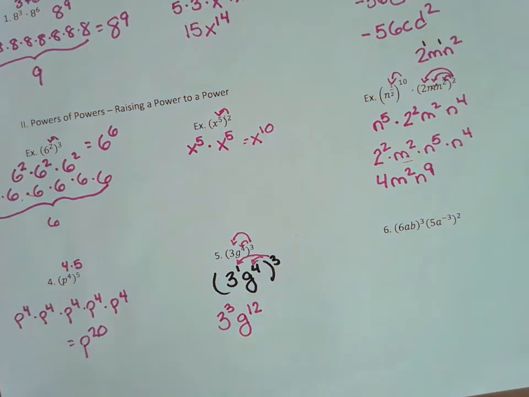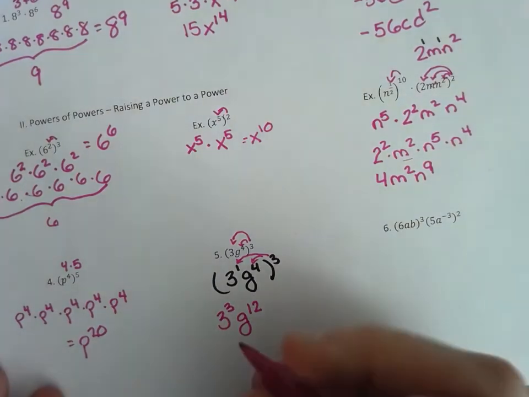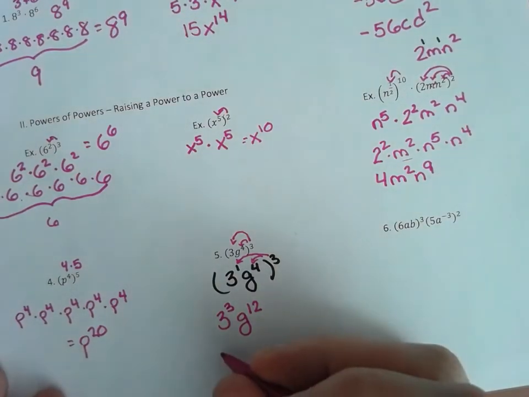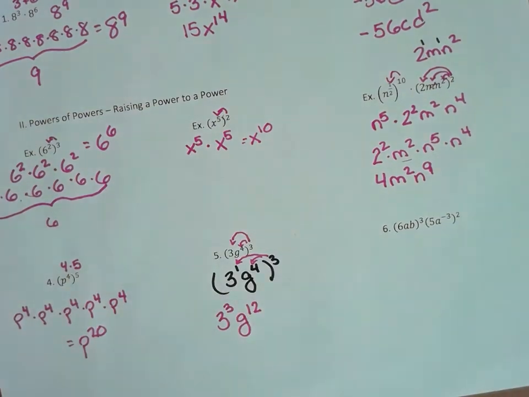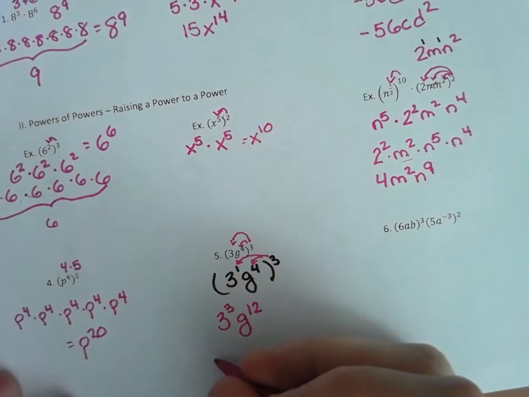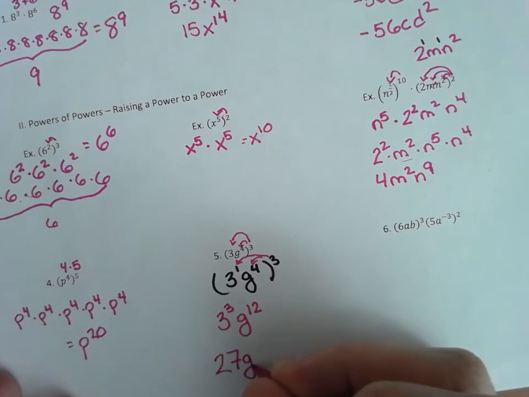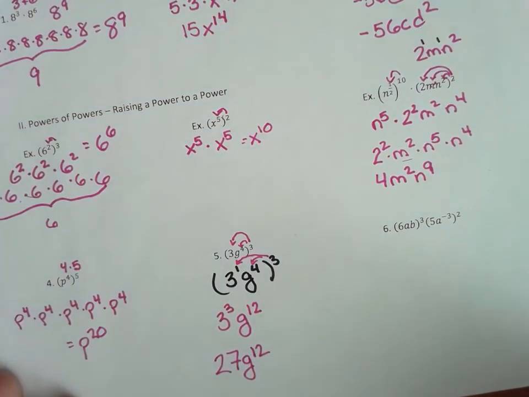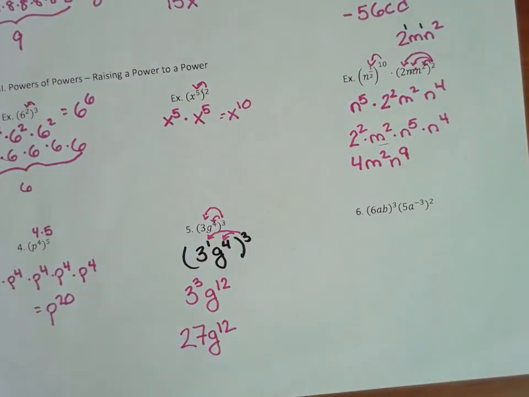Do not get powers of powers confused with product of powers, okay? 3 cubed is 3 times 3 times 3, which is not 9. By the way, it's not 9. It's 27. G to the 12th. Straightforward, right? Nothing crazy, not difficult. You guys should be able to handle this.